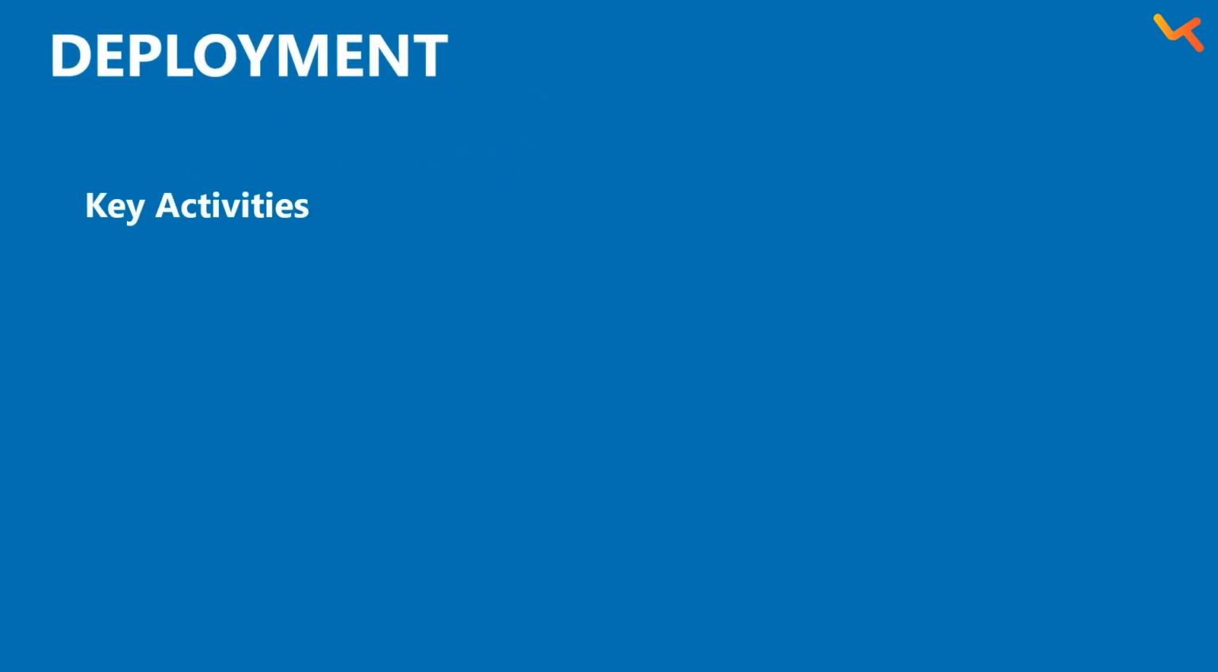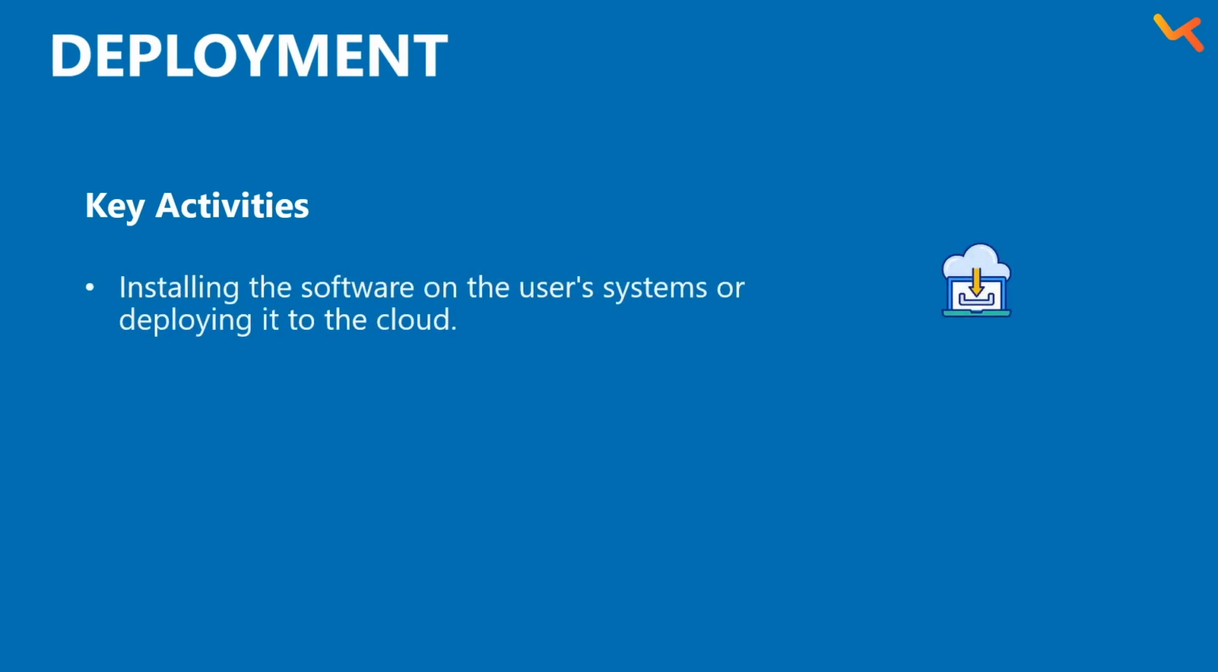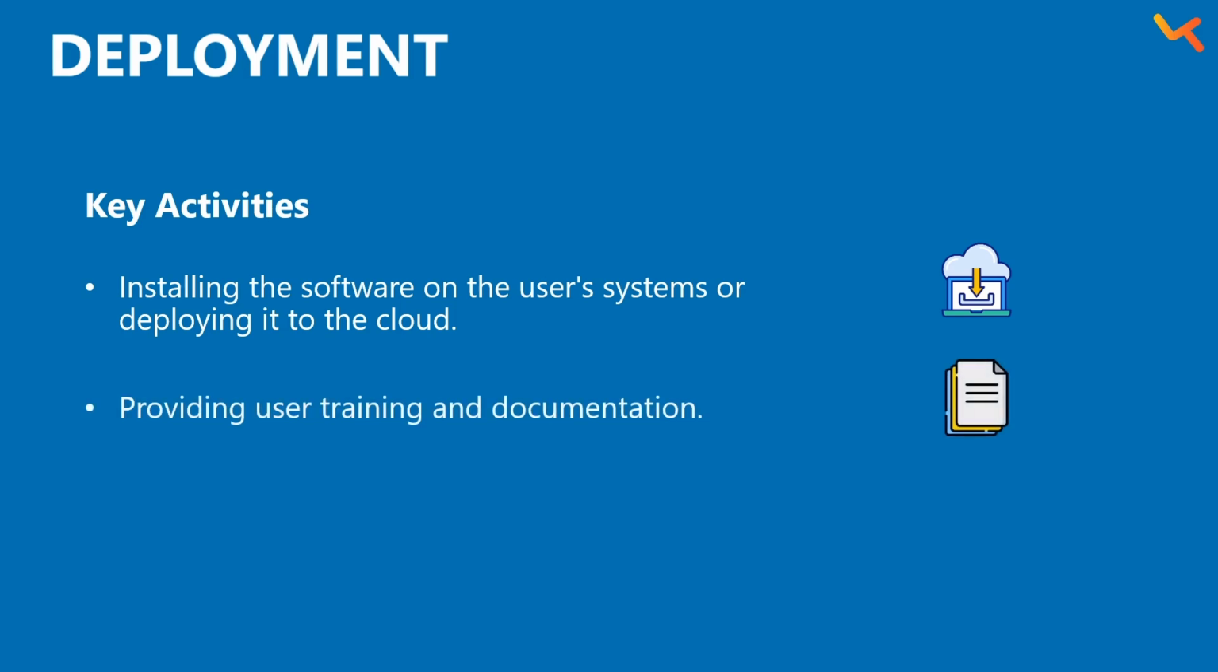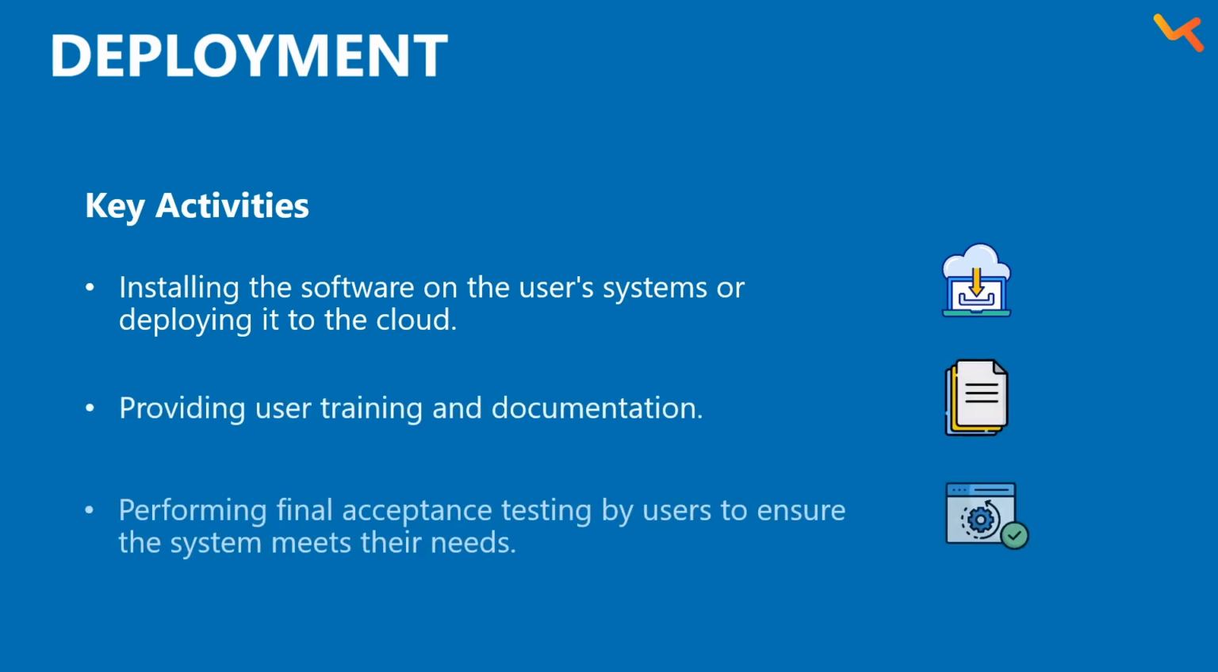So this is the go live time. The software is released to the users. They install the software on the user system or deploy it into the cloud. They provide user training and they do documentation. They also perform final acceptance testing by the users to ensure the system meets their needs.